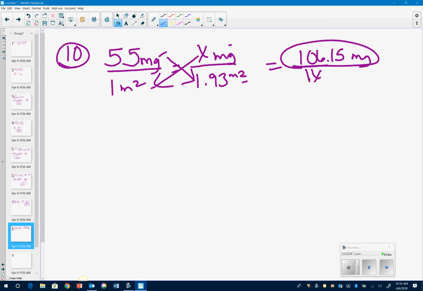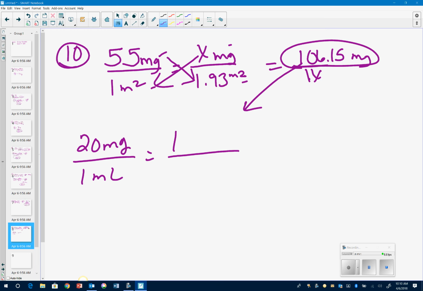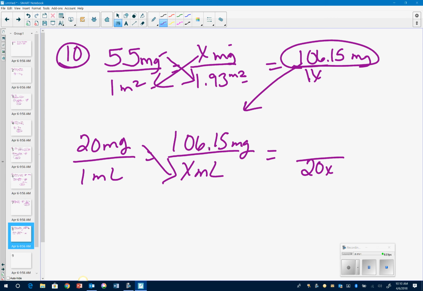Okay, then if you read, the concentration is going to be available as 20 milligrams per 1 milliliter. So now we're trying to find the milliliters. So then you have your answer up here. So it's 106.15 milligrams. We're trying to find X milliliters. So cross multiply. 20 times X will go on the bottom. 106.15 times 1 is 106.15. Divide that by 20. You get 5.3 milliliters.